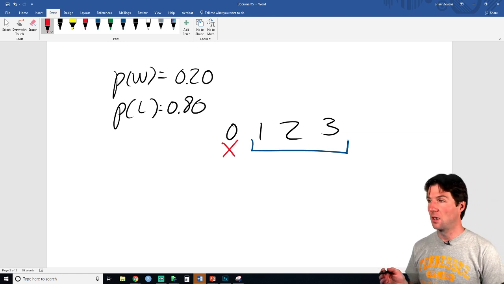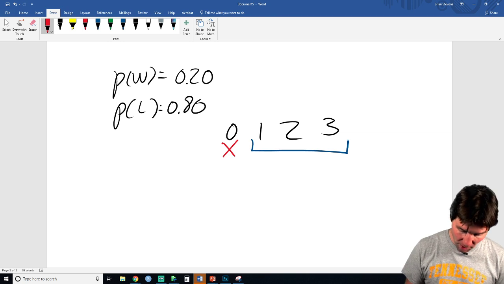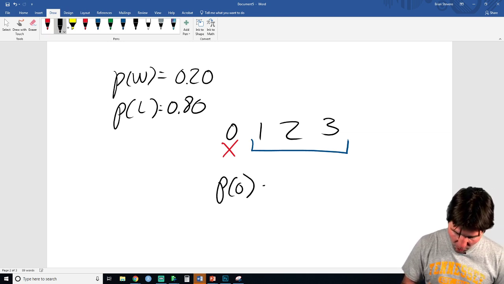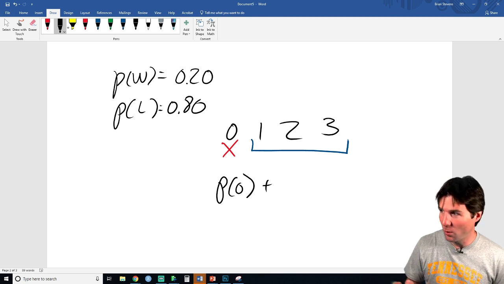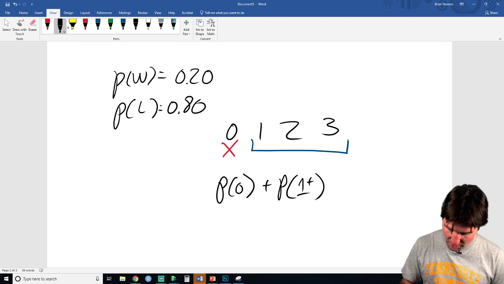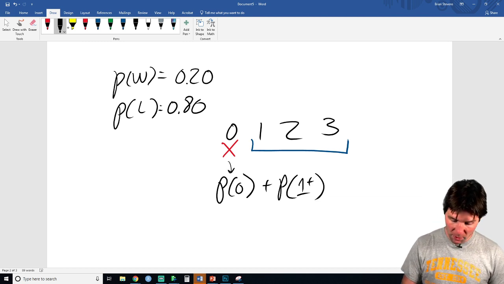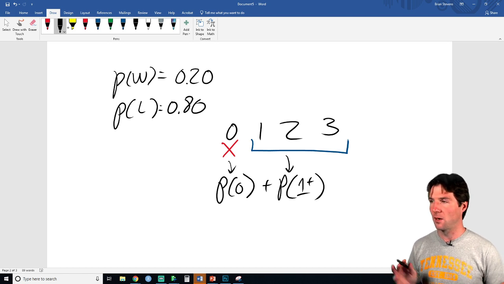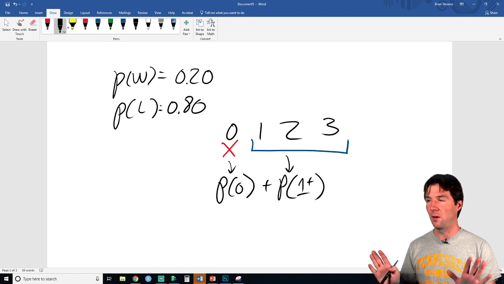Well, think about this. What we have right here is the probability of winning on 0 or the probability of winning on 1 or more. Do you see how I've just rewritten these probabilities as the probability of 0 and the probability of 1 or more? Does that make sense right there? Is everyone following me right now?